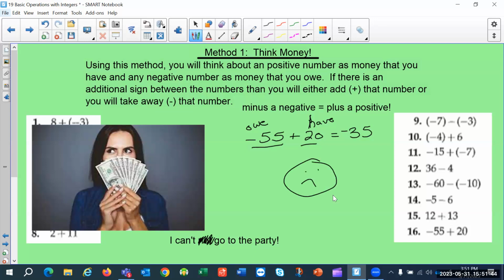All right, well, you might not have any money, which is a sad face, but at least now you know how to add and subtract some positive and negative numbers. This is method 1. I have 2 more methods that I will be doing a video on. So for my student who requested this, I hope this is useful.